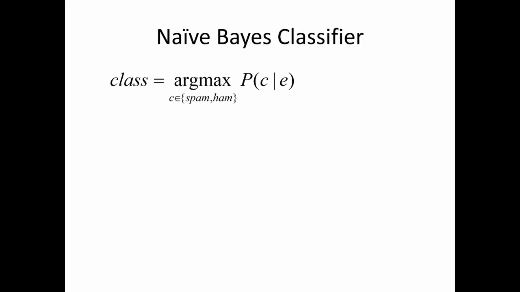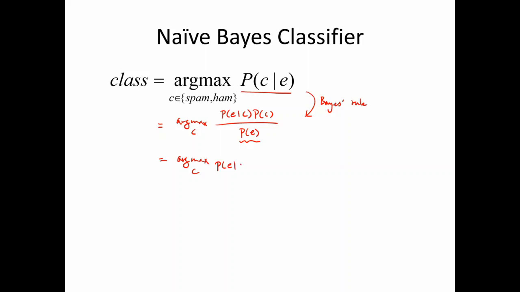Now, going back to the Naive Bayes classifier, we're trying to find the class C that maximizes the probability of C given E. And as we have discussed, directly estimating this probability is not easy. So what we're going to do is use Bayes' rule. So this is the same as argmax over C of the probability of E given C times probability of C over probability of E. And notice that we're comparing different C's, and P of E doesn't change, so we can ignore that. Argmax C, P of E given C times P of C.